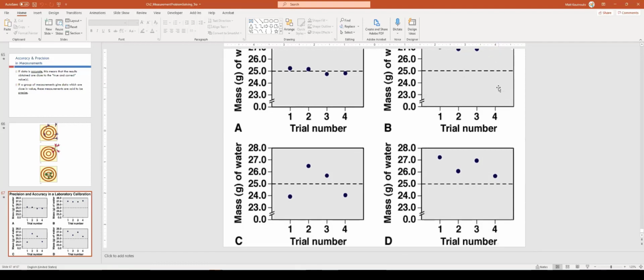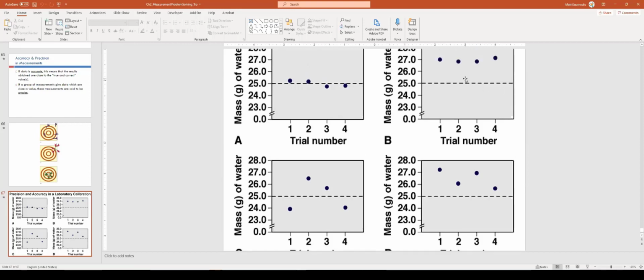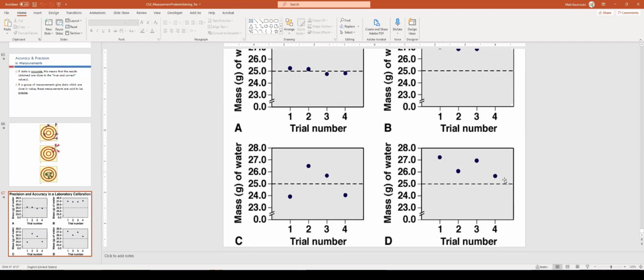What is D? They're not consistent, so that means they're not precise, right? They're kind of all over the place here, and they're not getting the right answer. So this is not precise nor accurate. A, B, and D are usually the only options: accurate and precise, precise but not accurate, and neither accurate nor precise.